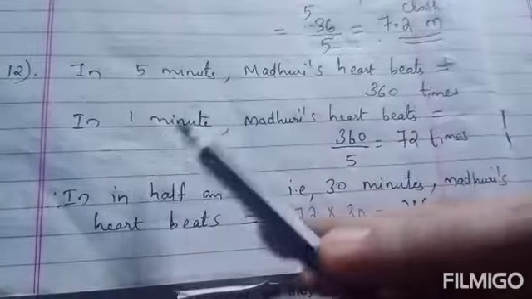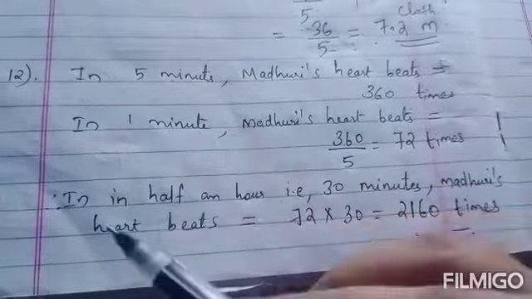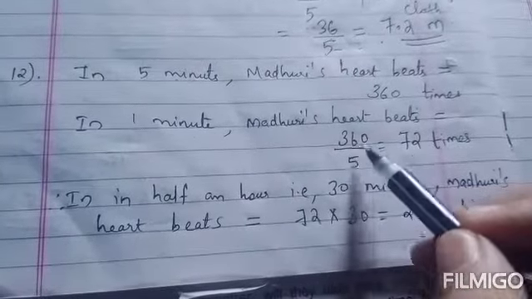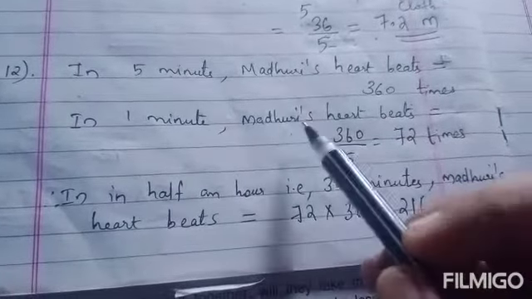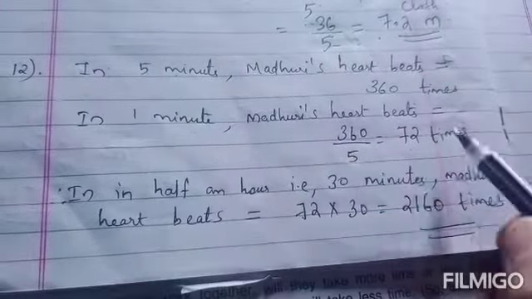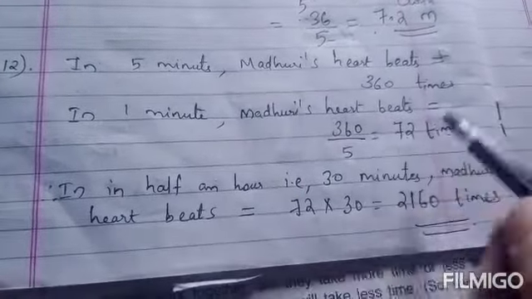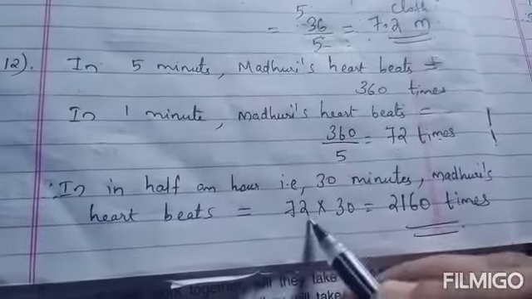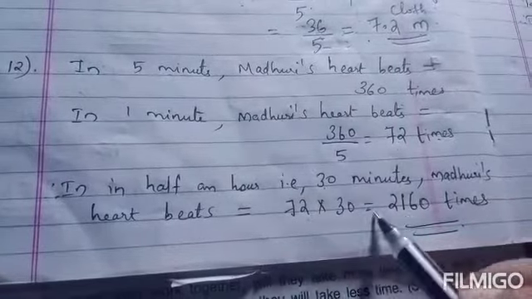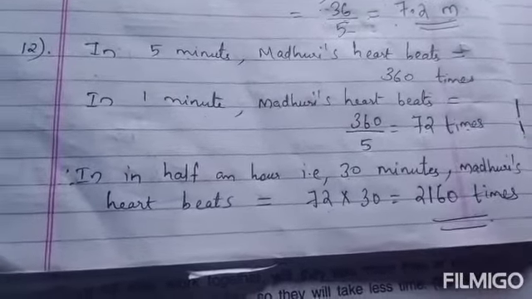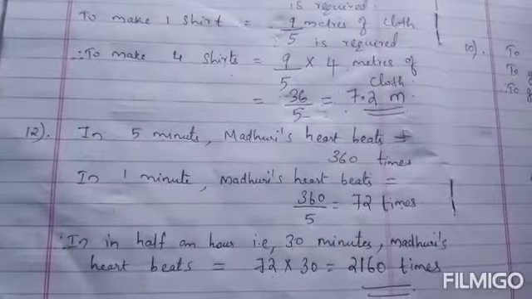Given in the question, in 5 minutes the heart will beat 360 times. So from that you can find in 1 minute how many times it will beat, by dividing 360 by 5. If in 1 minute it will beat 72 times, then in 30 minutes how many times it will beat, you can find by multiplying 72 into 30. So 2160 times. This is the answer. Okay, so this much for this class. Thank you.